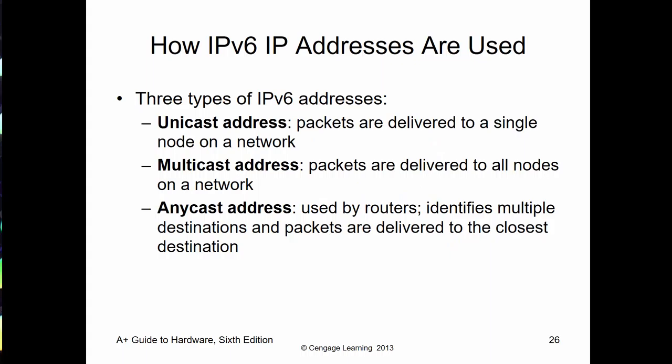Next, we have to talk about the different types of addresses. In IPv6, we have a unicast address, and that's a one-to-one address. We have a multicast address, which is a one-to-many address. And we have an anycast address, and that's normally used by a router, and that will identify multiple destinations and packets that will be delivered to the closest destination. So similar to multicast, not quite. We've got rid of broadcasts in IPv6, and we replaced them with anycast.